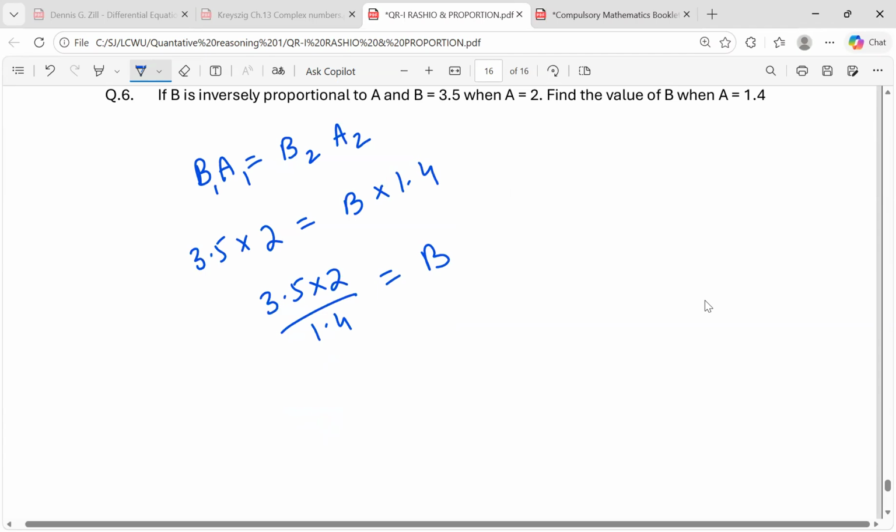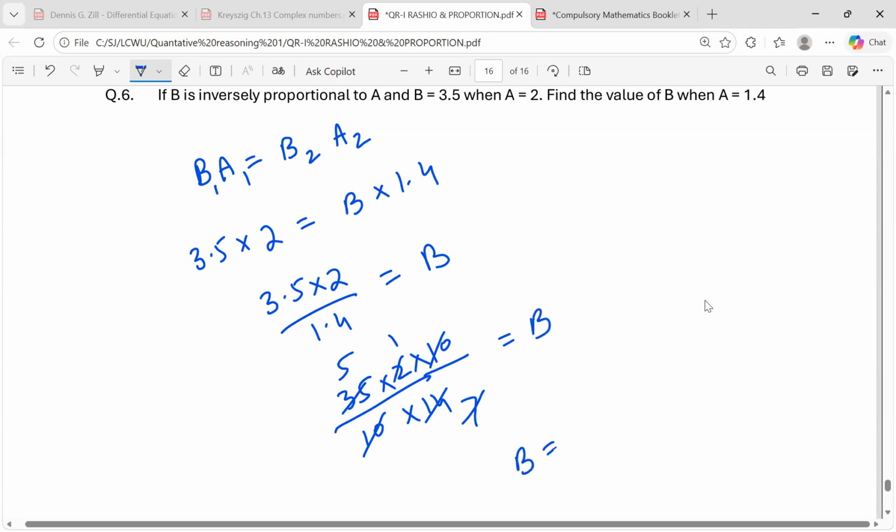If you simplify it, it will be 35 over 10 multiplied by 2 multiplied by 10 over 14. If you remove the decimal points, 10 will get cancelled with 10, and 2 ones are 2 and 2 sevens are 14, and this will be 5. So you are left with B equal to 5. This is the answer.